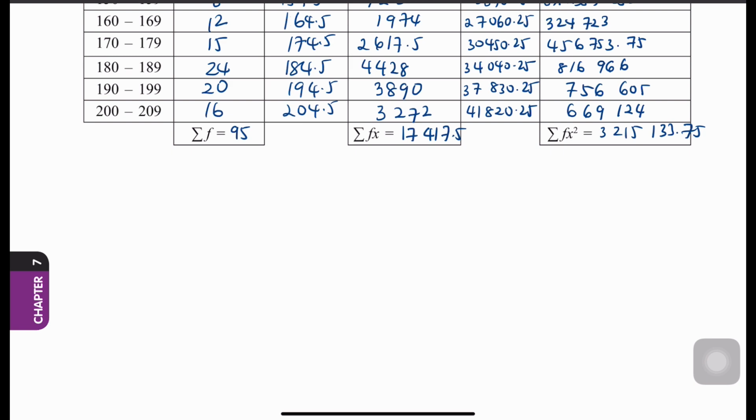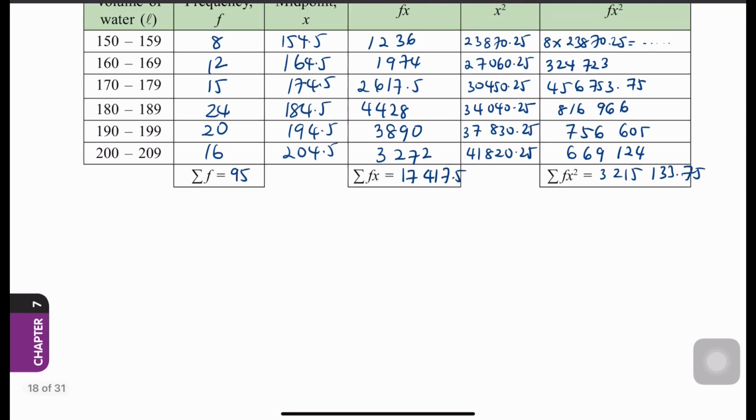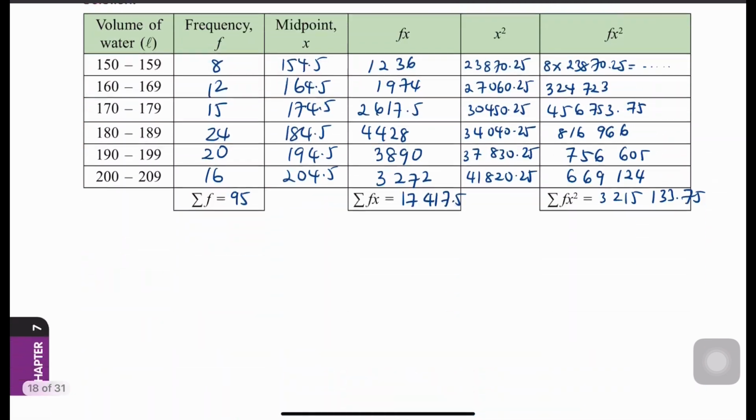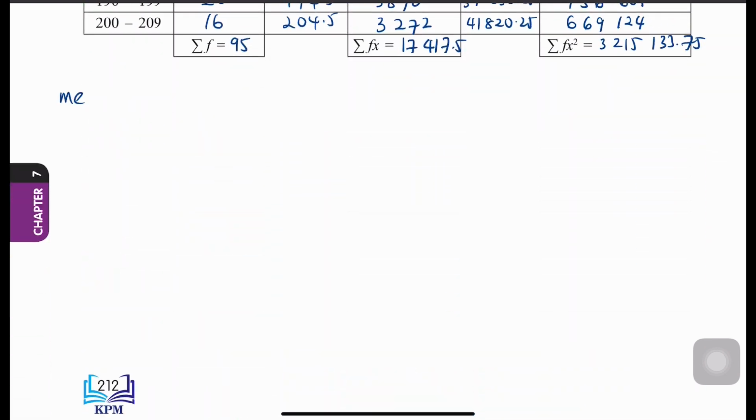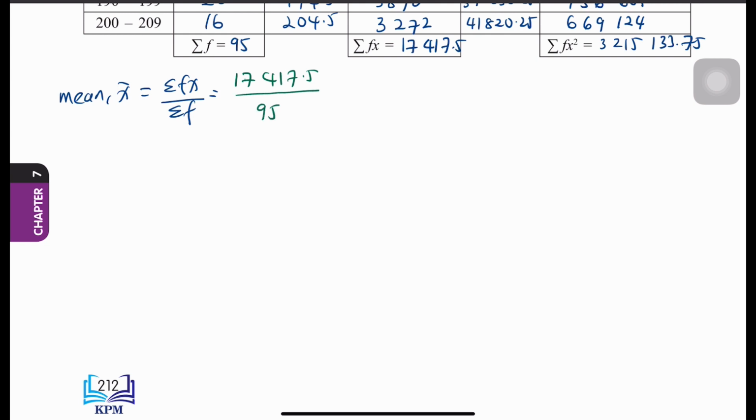Next, we need to calculate the mean. How to calculate the mean? Look back at the formula above. The mean x bar is the summation of fx divided by the summation of f. Where is the summation of fx? This one, right? So we have 17417.5 divided by 95. So your answer is 183.34 liter. Okay, next we calculate the variance.